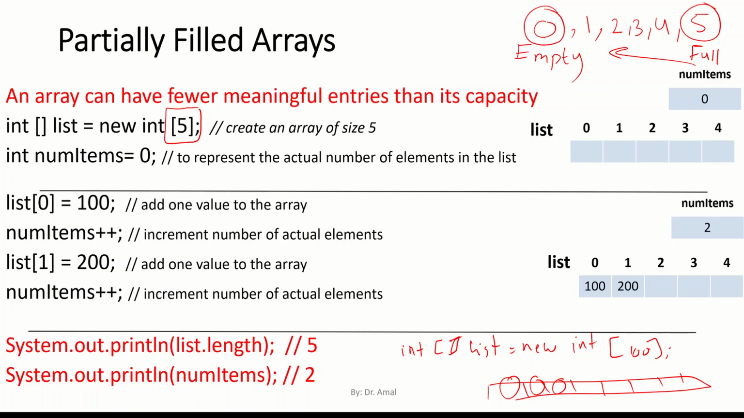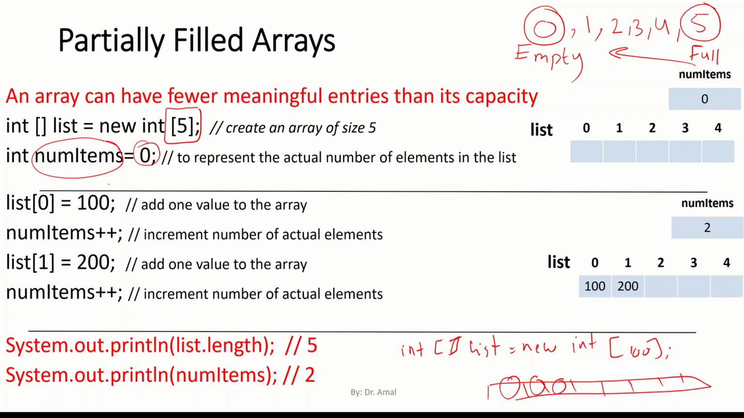So that's why we need to create another variable. We call it numberOfItems, count, whatever name you prefer. And initially it will start from 0, because the first time you create your array it will be empty.